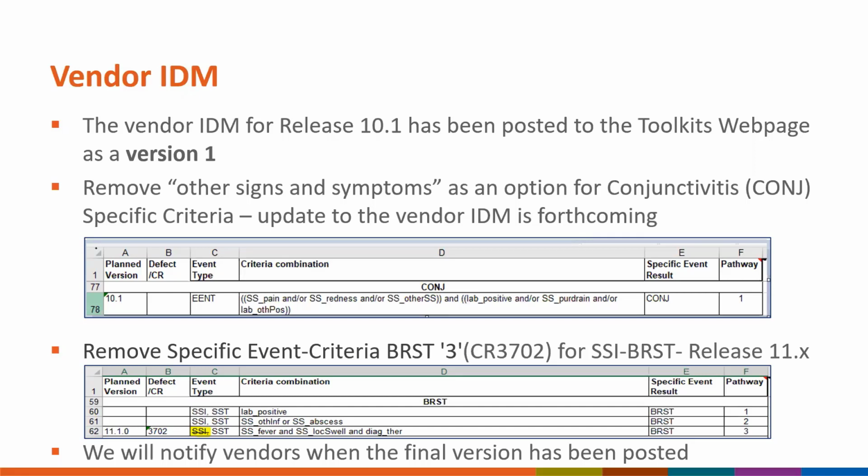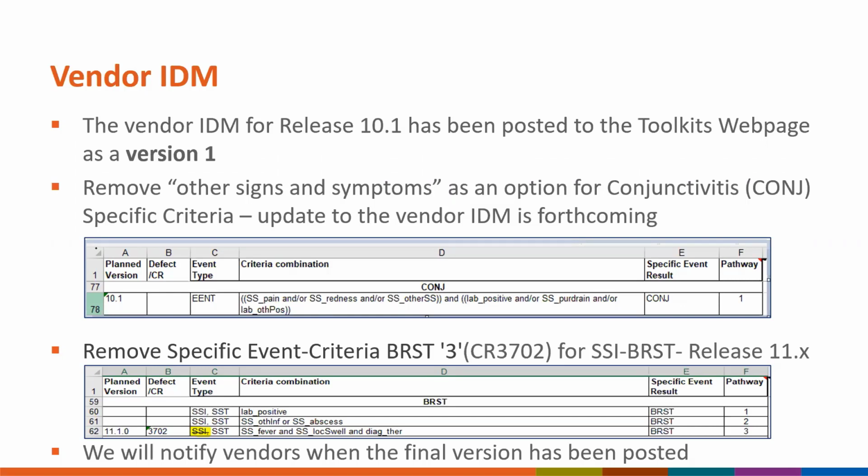There have been a few corrections, updates to the vendor IDM. All of these are currently working correctly in the application. So this is really an update to make corrections, so there is less confusion, and I want to thank my friends at Epic for bringing the first one to the list, where we're removing signs, other signs and symptoms as an option for the conjunctivitis specific event criteria.